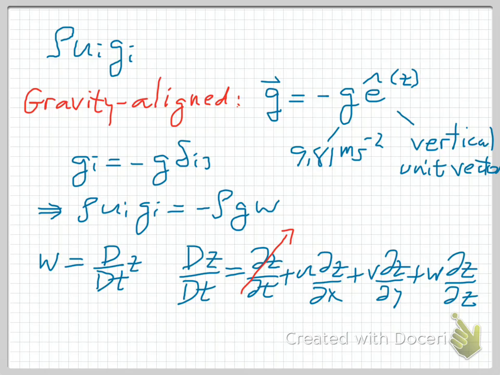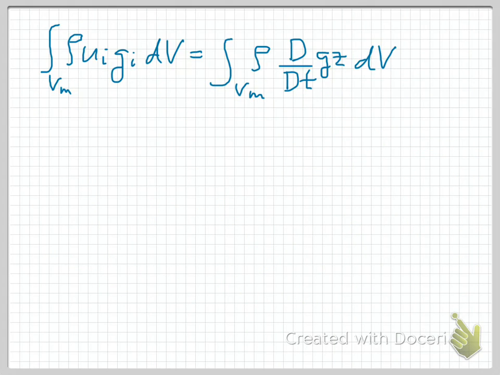z doesn't depend explicitly on time. It's an independent coordinate. Similarly, x and z are independent of each other, and y and z are independent of each other, but dz by dz is equal to 1. So mathematically you get that Dz by Dt is w. Now when we integrate this term over the volume, we can just replace the integrand with rho D by Dt of gz. And all I've done here is bring the g inside the integral, which is inside the material derivative, which is easy because it's just a constant.